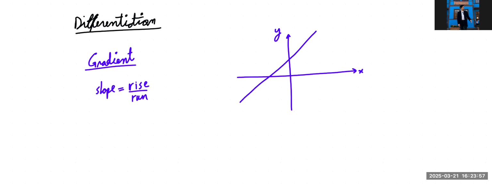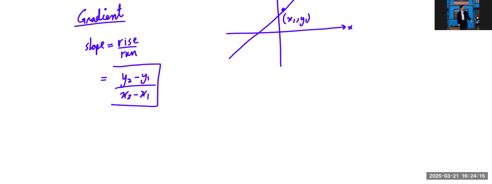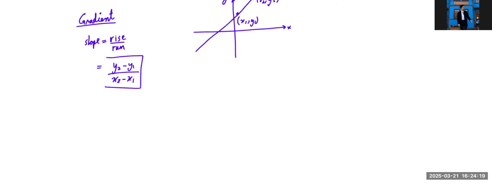Okay. Now here's where the trouble arises. Of course, if you have a straight line, you can just pick any 2 points on the straight line, like x1, y1, and x2, y2. And you can just find the slope as the difference in the y values divided by the difference in the x values. And that'll be your slope or your gradient, same thing. However, the problem arises in advanced mathematics where you don't have straight line functions anymore.